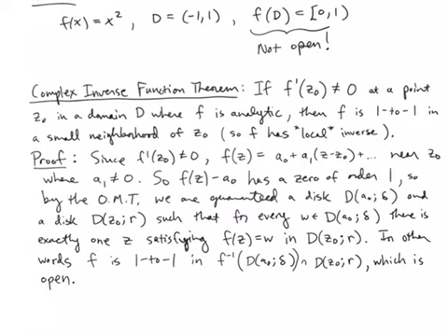So the disk here is open, and the inverse image of an open set by a continuous function is open. So we just have the intersection of two open sets, and that is going to be an open set. And that completes the proof of the theorem there.